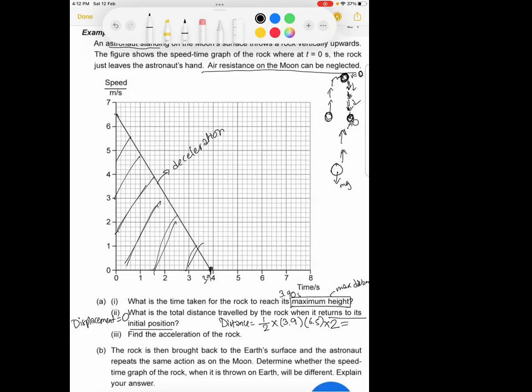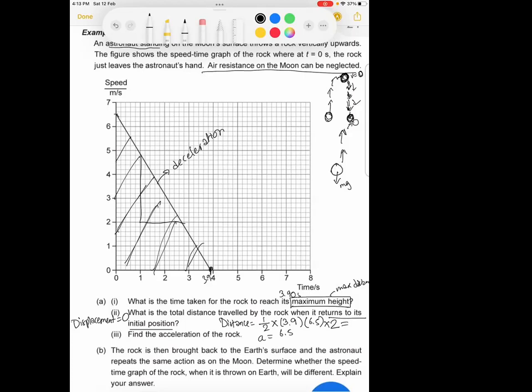Okay, next question. Find the acceleration of the rock. Now, obviously, this is the slope of the graph. That's when it is decelerating, so it's going to be negative acceleration. So don't forget the sign, okay? Try to find it. I just use the V minus U by T formula, right? Yeah, sure. You can use that. I got minus 1.67. Yeah, that's perfect.